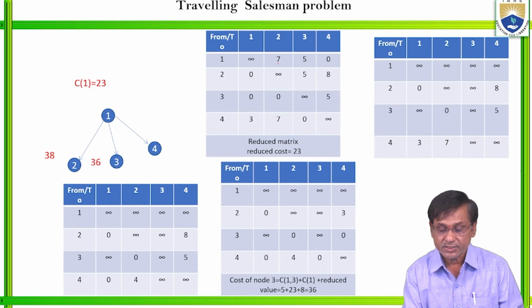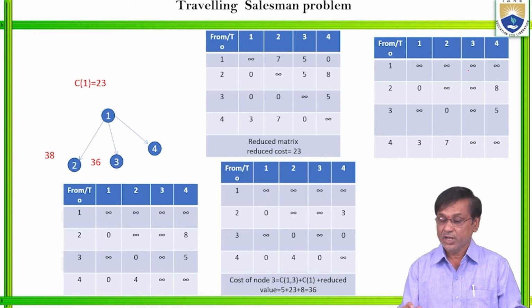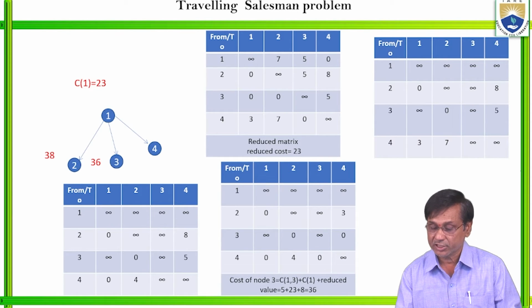So here 7, 5, 0 is there. So we have to make infinity here, and infinity, infinity. And corresponding to the third column, we have to mark infinity, infinity, infinity, infinity. After modifying that, we have to check, is there any possibility to reduce it?